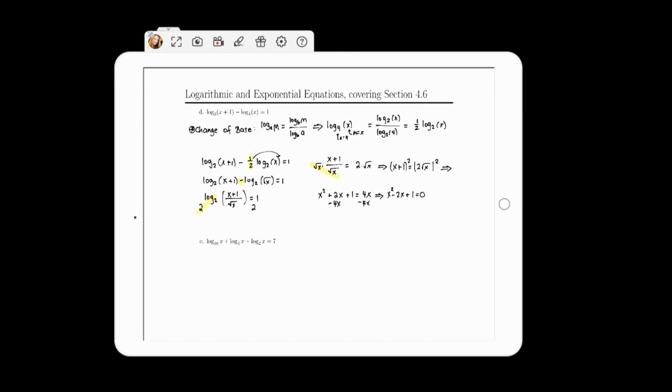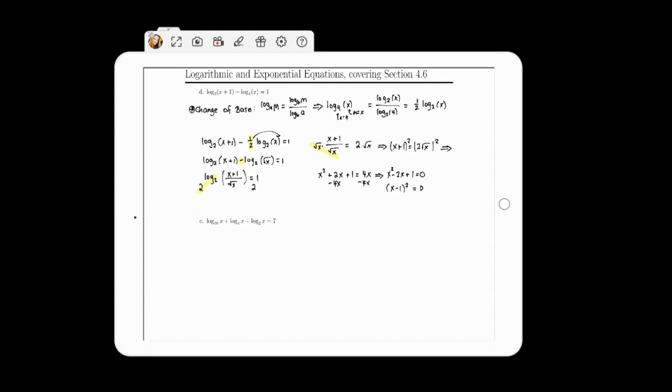Now I may try to factor, or I can always use the quadratic formula. I'm going to try to factor. This is (x minus 1) times (x minus 1). And so I can just take the square root on both sides to get my answer, x equals 1. Let me go and check and make sure that 1 is allowed to be plugged in. 1 plus 1 is 2, and 1 is also greater than 0. So it checks.